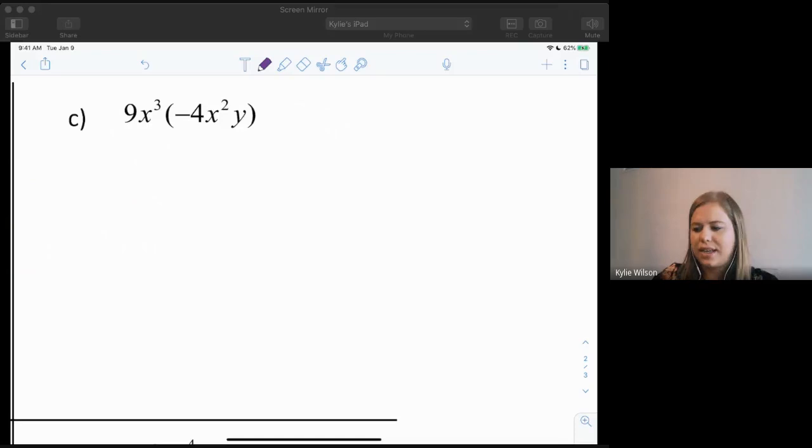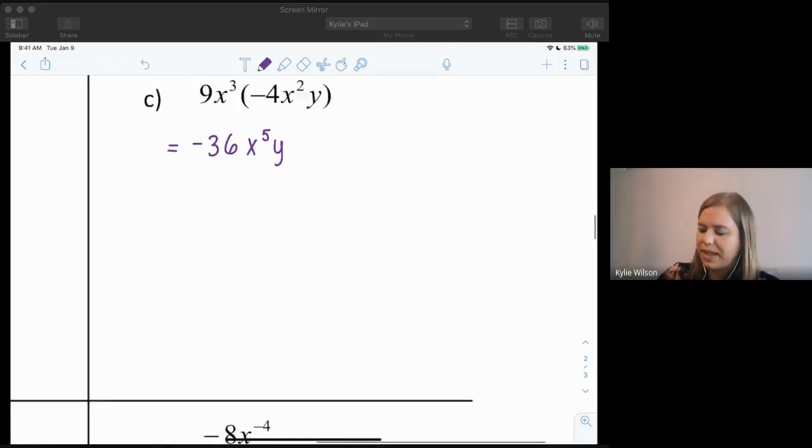So for C, we have 9x cubed multiplied by negative 4x squared times y. So we always start with our coefficients. So we have 9 times negative 4, so that will give us negative 36. And now I go variable by variable. So I'm going to look at my x's. So I'm multiplying, so I keep my base, and I add my exponents. For my y's, there's only one y, so it just stays as one y because there's no other y's to change it. So that is all we can do, and we're done.